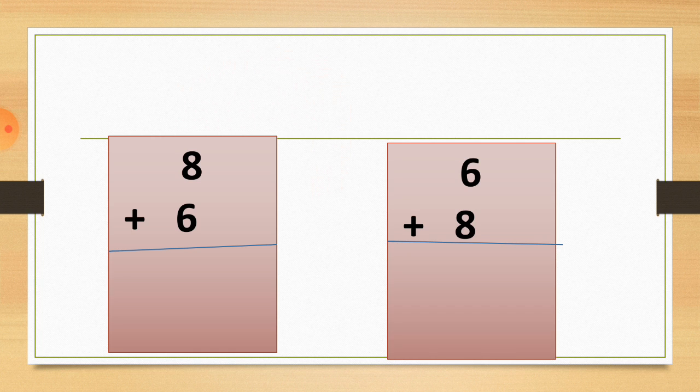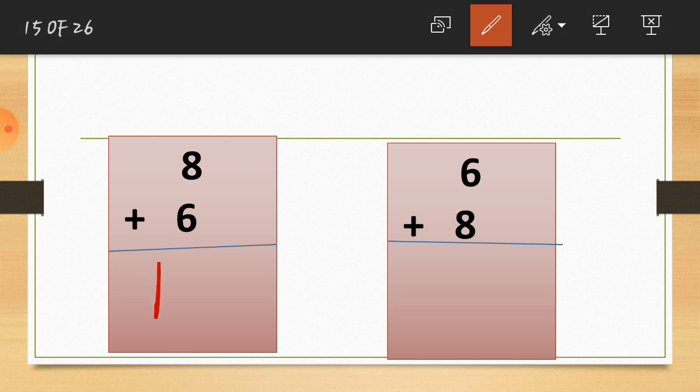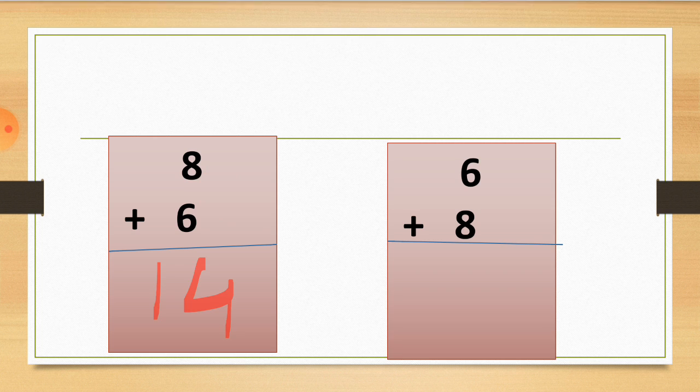Let's see one more example so you can easily understand, students. Here I take one more example, which is 8 and 6. So we add 6 to this 8. Let's start counting 8 after 6. You can also count with me, students. 9, 10, 11, 12, 13 and 14. So here we get the answer 14. Here I write 14.